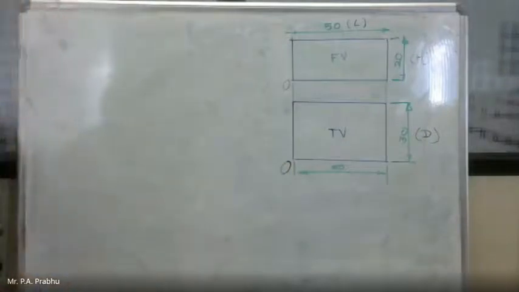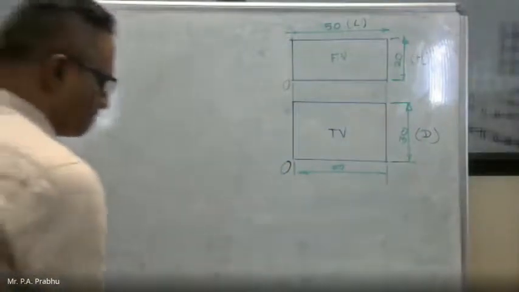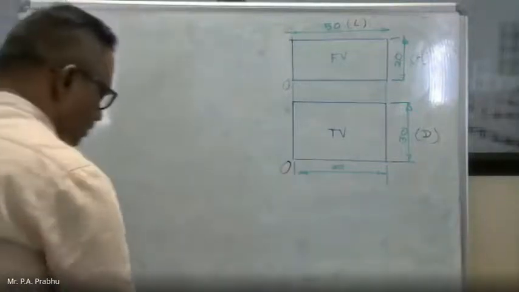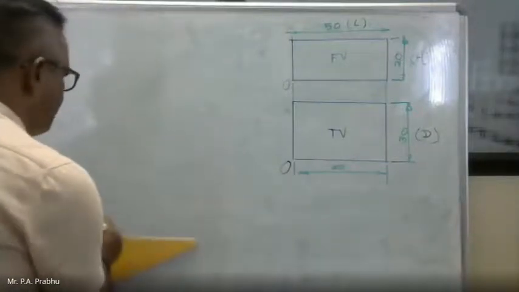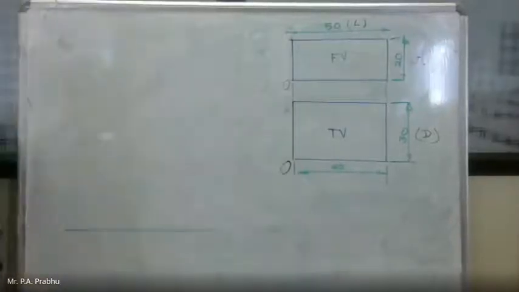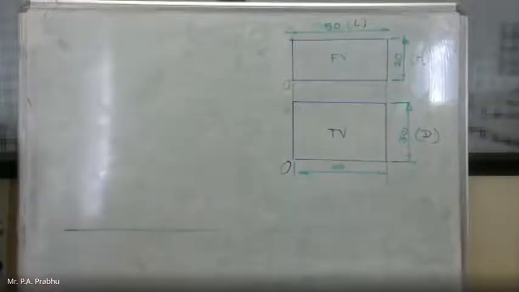So how to start? So same thing. Mark a line, horizontal line. Now try to visualize this object. How this object will be seen.